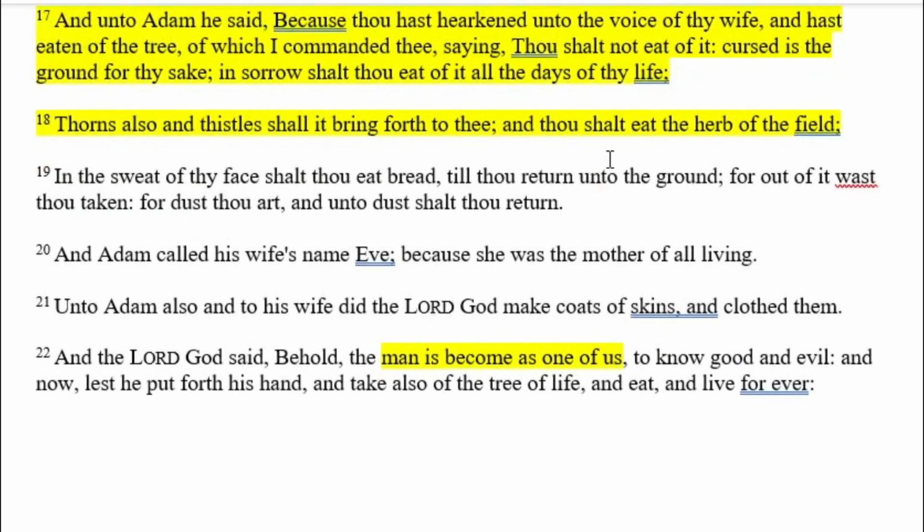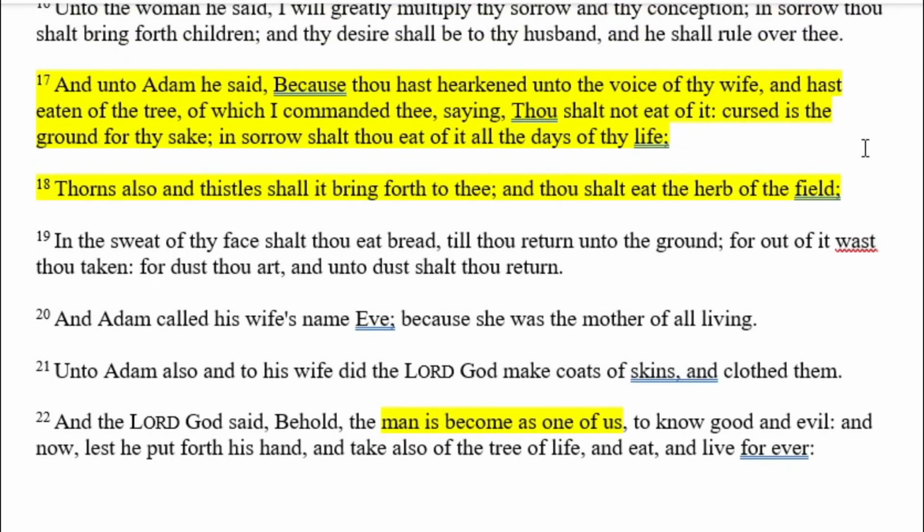And then to Adam, because you've hearkened to the voice of your wife, you've eaten of the tree which I commanded you, you shall not eat of it, cursed is the ground, and in sorrow you shall eat of it all the days of your life. This is letting us know we're going to be living unaware. We're going to be cursed of the ground. We're going to be living off of the physical experiences.